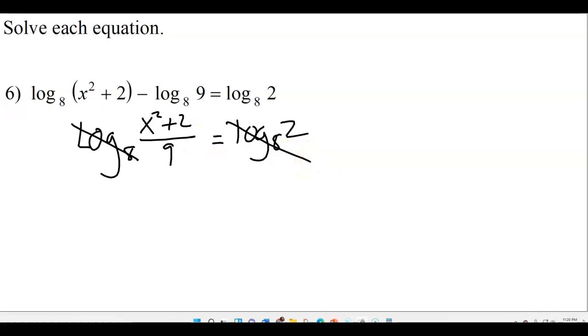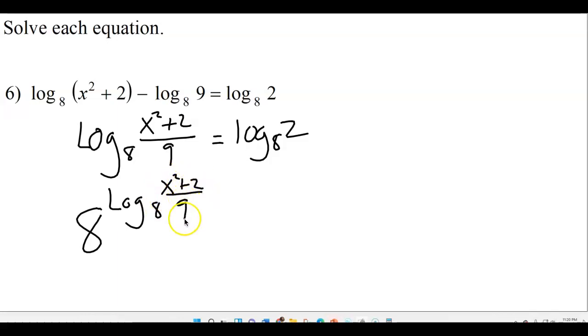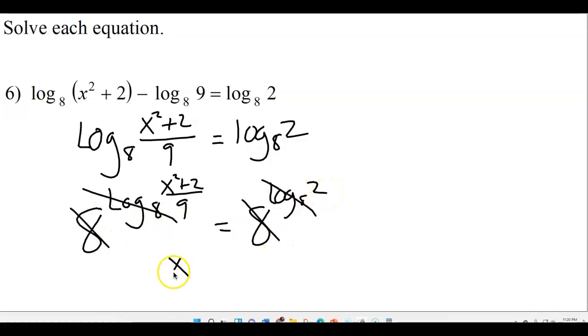But if you forget about that and you just think, oh, I need to exponentiate both sides, it doesn't matter. You'll still get the same answer because I'll show you. It still works. But if you want to just save yourself some time, when you have a log on both sides, you just cross it off. You don't really need to do this step per se. But these go away and these go away. And you're basically just left with x squared plus 2 over 9 equals 2.